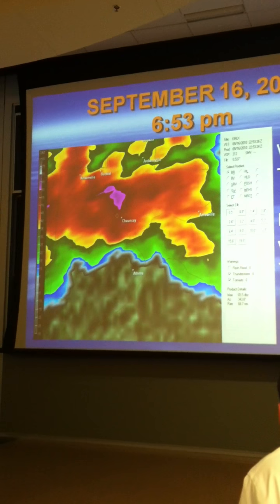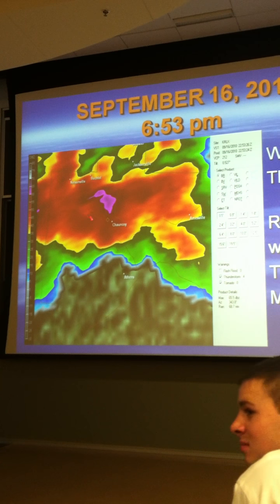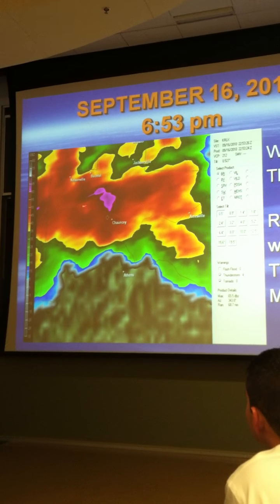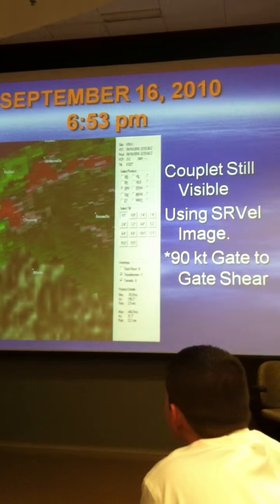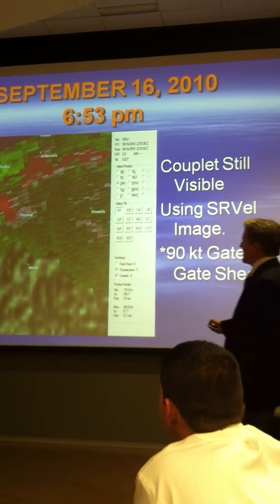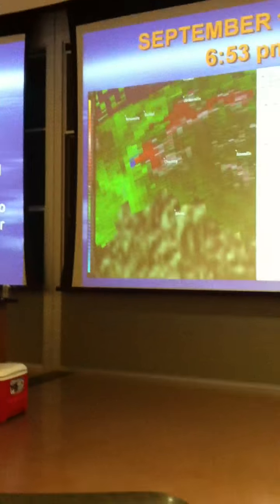Now, where's the tornado? Again, it's kind of hard to see. It's right here right now, headed down toward the plains. It's rain wrapped, moving southeast right there. And again, nice couplet with gate-to-gate shear, your strongest outbounds next to your strongest inbounds. It's a velocity couplet, 90 knot gate-to-gate shear.